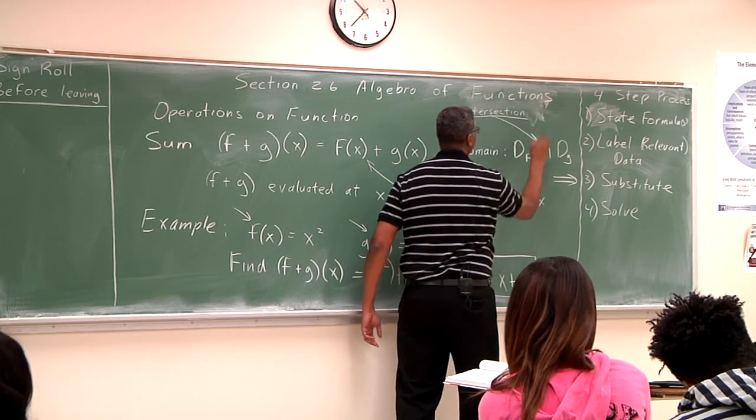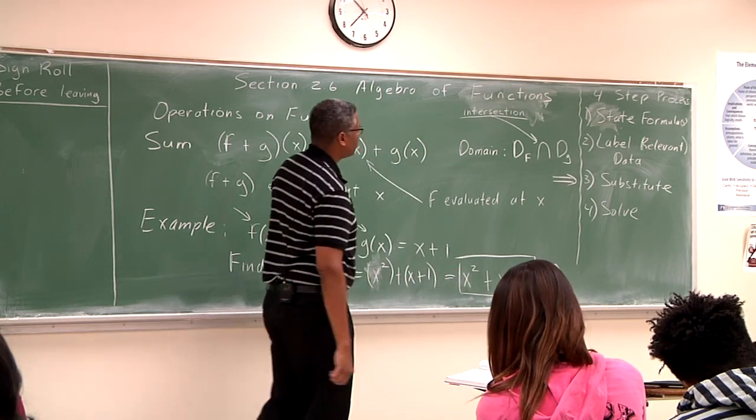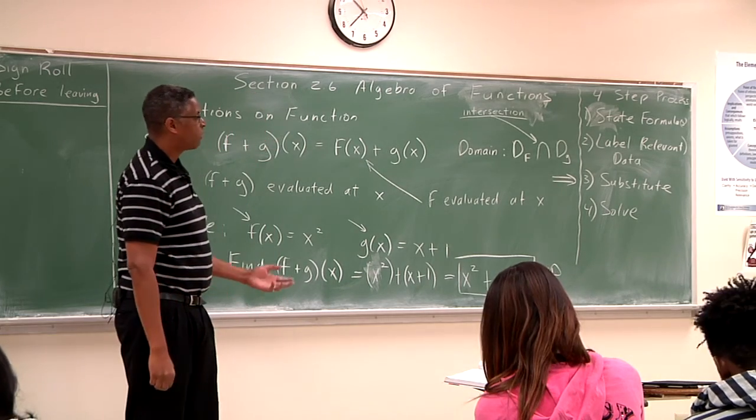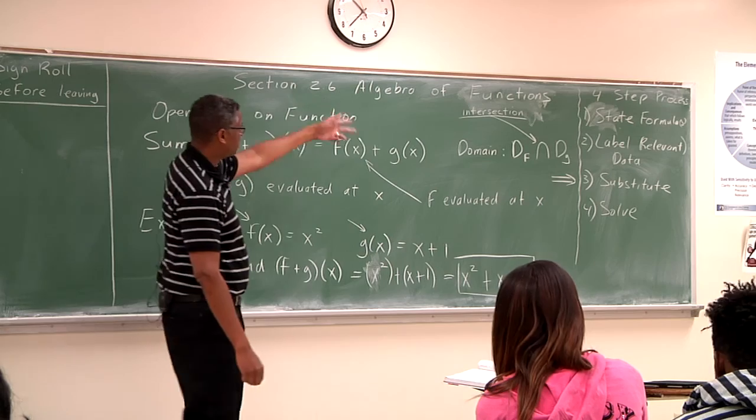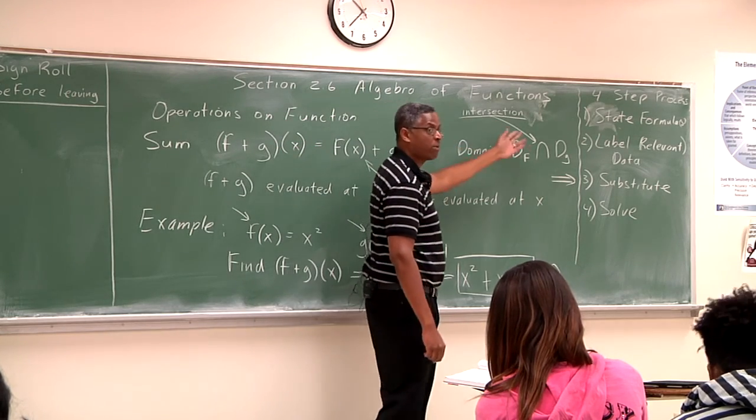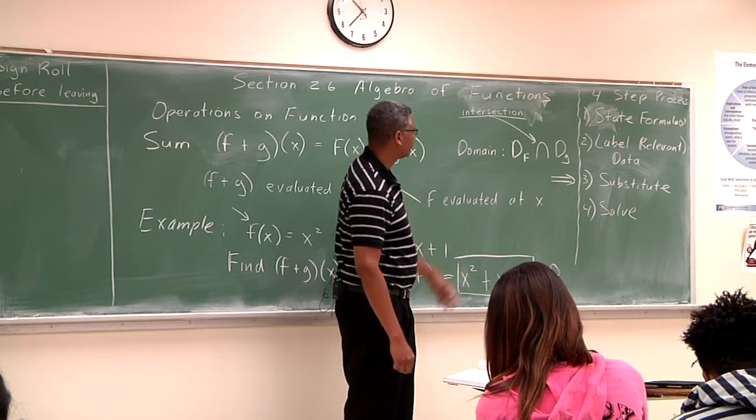That's a very good question. Because you can think of the domain as a set of numbers, intersection is one of the operations that we perform on sets, okay?